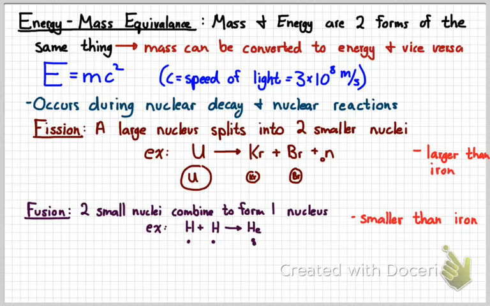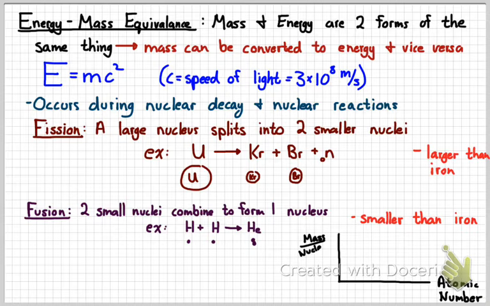So the fusion reaction that I wrote there is what powers the sun. The sun is made of mostly hydrogen. Hydrogen is moving very fast and it fuses together to form helium, and in the process releases a tremendous amount of energy that we feel as sunlight.